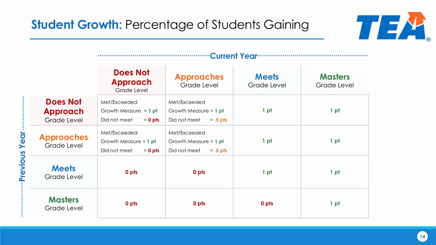Here's another way of looking at that example. Again, we're looking at performance levels, and in this case on the left-hand side we have previous year performance levels and current year. So if you just kind of follow along the rows and columns.